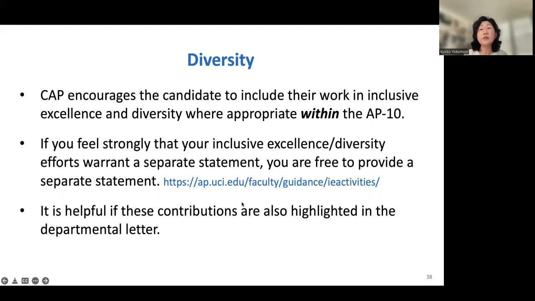But when you are first hired, you are required to write this inclusive excellence statement, but you're not required to give that after that. It's not required. And in fact, CAP actually prefers this information to be divided into the appropriate sections, in section 5, and then explained in each section. But if you have a significant diversity, inclusive excellence activity that you really want to highlight, by all means, you can make a personal statement. And this kind of contribution should also be highlighted in a department letter.